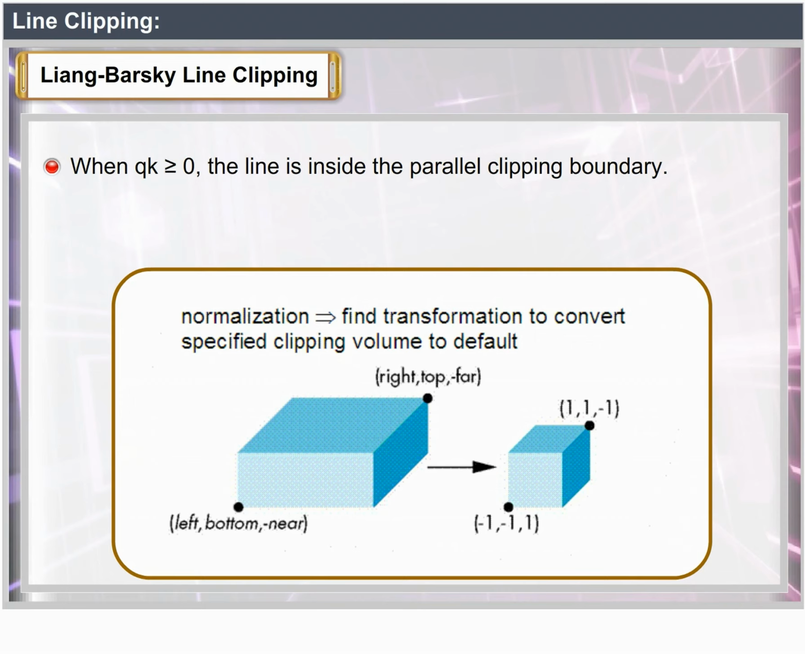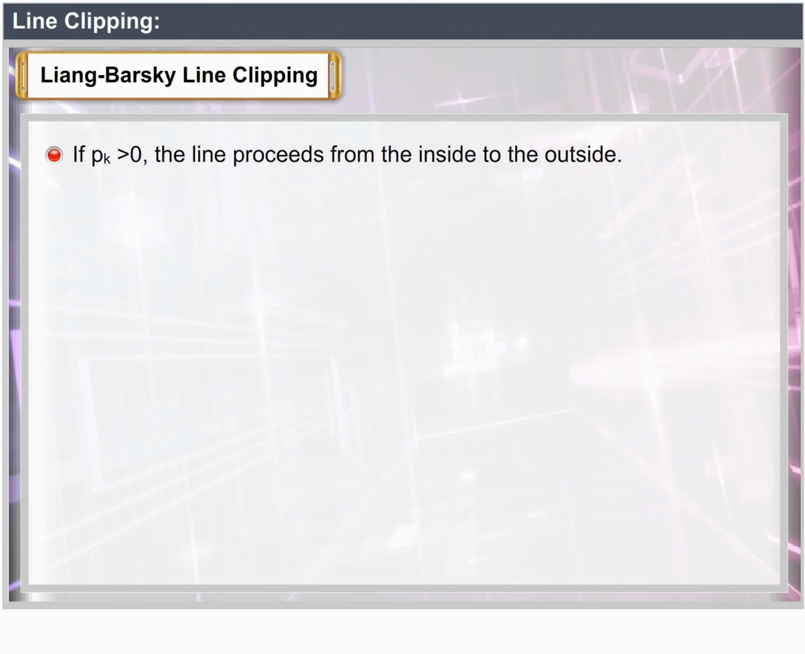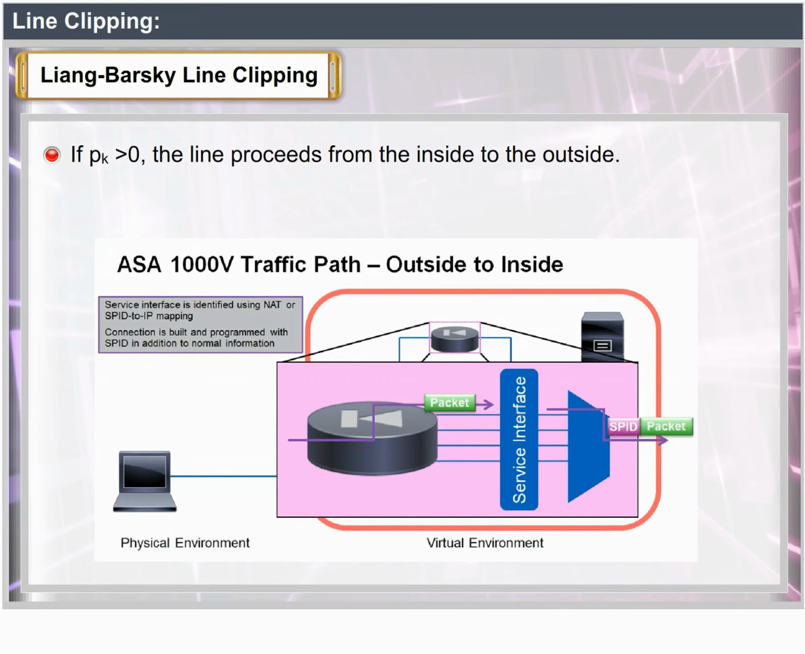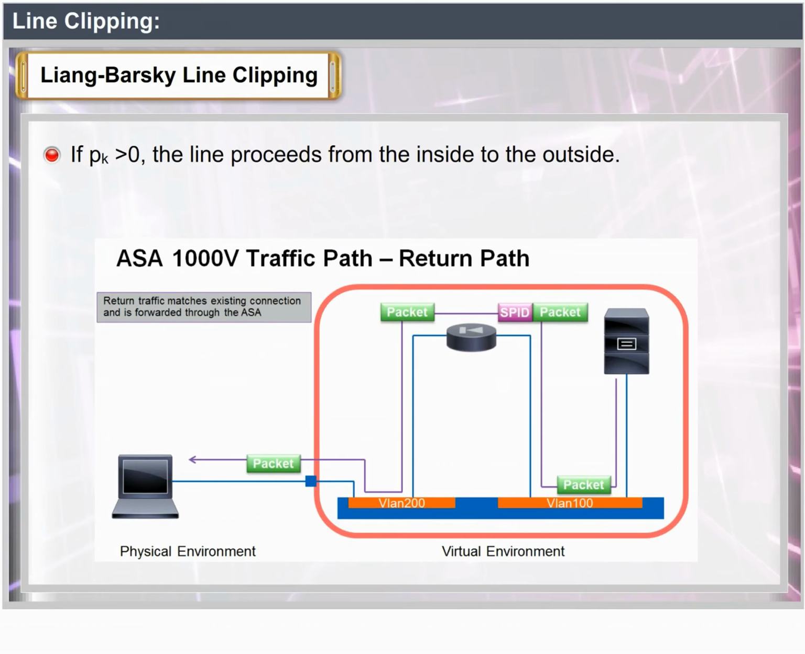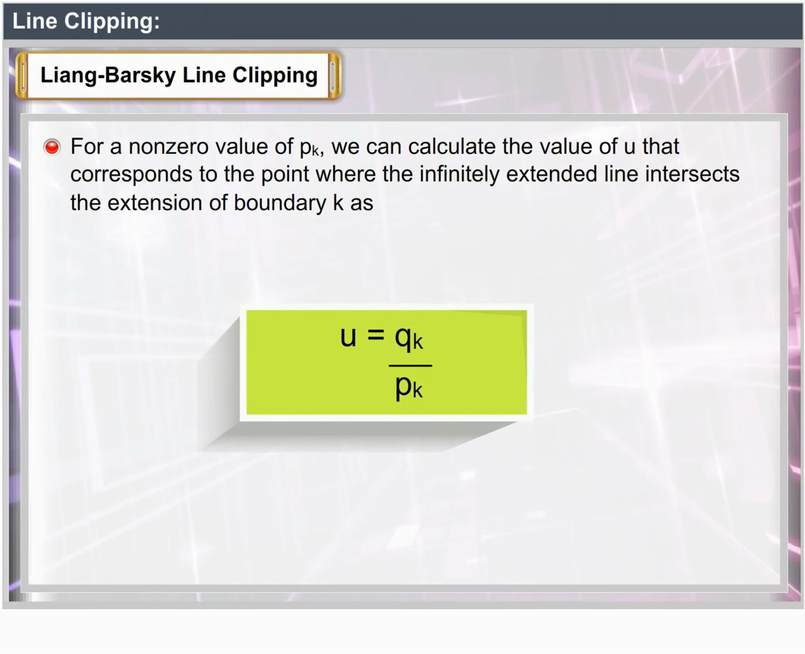When pk is less than 0, the infinite extension of the line proceeds from the outside to the inside of the infinite extension of this particular clipping boundary. If pk is greater than 0, the line proceeds from inside to the outside. For a non-zero value of pk, we can calculate the value of u that corresponds to the point where the infinitely extended line intersects the extension of boundary k as u equals qk over pk.